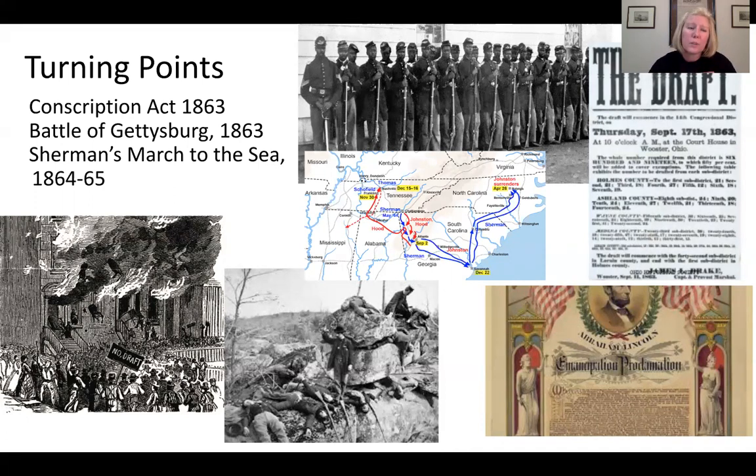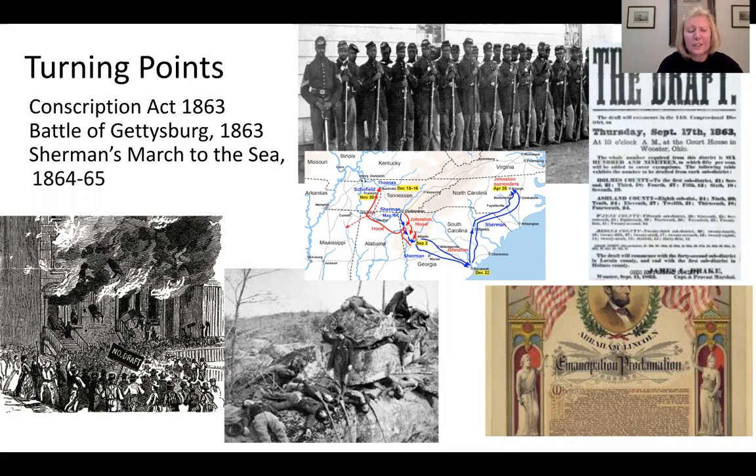Probably the biggest turning points, there's really 3 of them. So the first one is in 1863, what is called the Conscription Act. The Union Army had volunteers for 2 years. And over time, less and less people wanted to volunteer because it didn't seem like the Union was going to win. They had all these great plans like the Anaconda Plan that didn't work. They had general after general who would find himself being fired because he couldn't win on the battlefield.